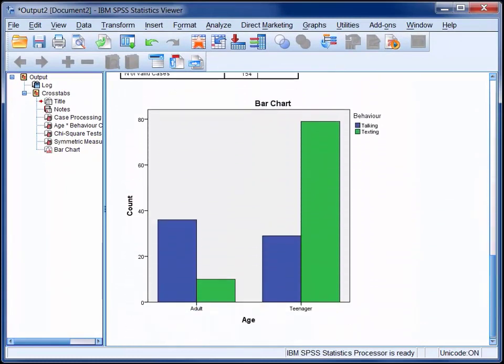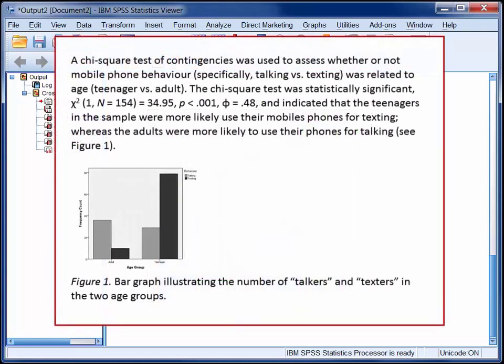Finally, the means plot confirms and helps to visualize what we already know. Age and phone use behavior are related. Adults were more likely to talk, teenagers were more likely to text. And the results could be reported like this.